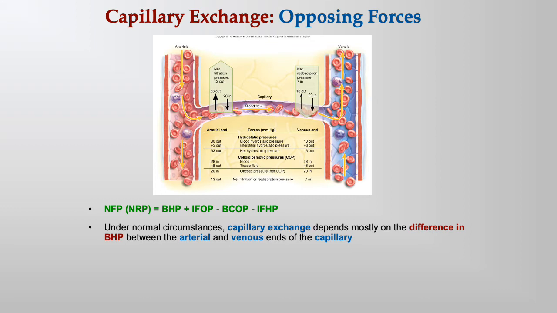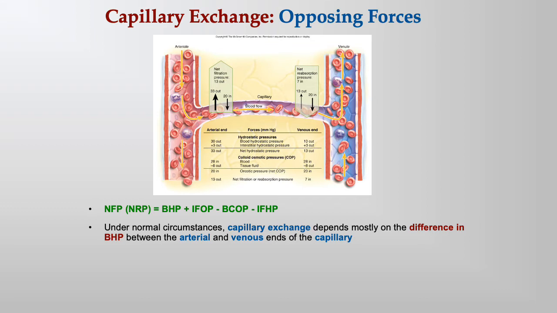Under normal circumstances, capillary exchange depends mostly on the difference in blood hydrostatic pressure between the arterial and venous ends of the capillary. So on the arterial side, there's lots of hydrostatic pressure. That's coming from the beating of the heart itself and the force of blood being pumped through the arteries. So on that end, it's going to be pushing stuff out. Once lots of fluid and solutes especially leak out, then once we get over to the venous side, there are going to be more solutes relatively inside of the blood, and there's going to be less hydrostatic pressure, and that's going to favor water and solutes getting pulled back into the blood.